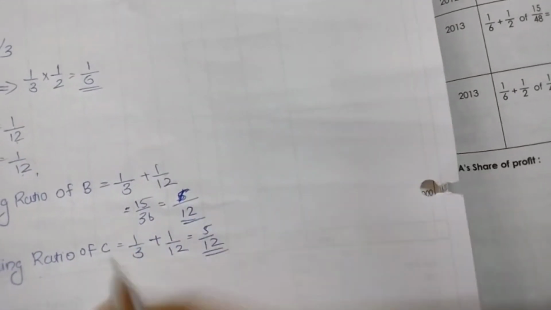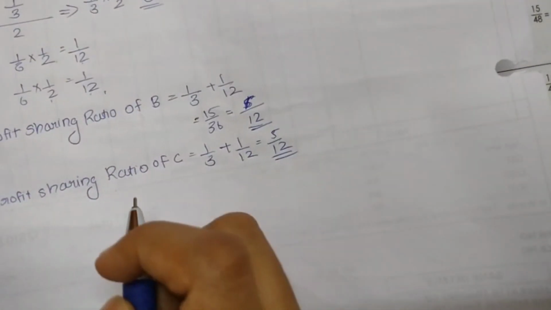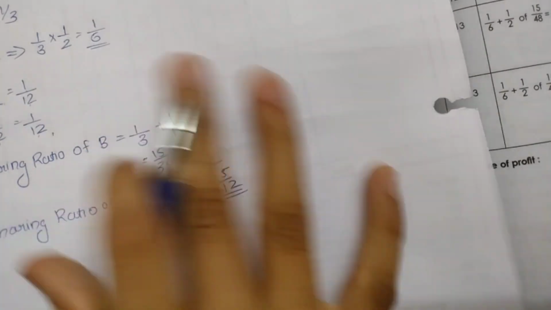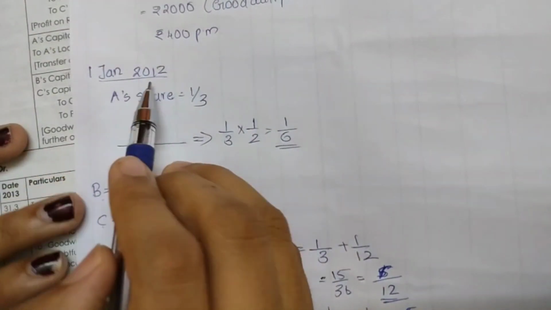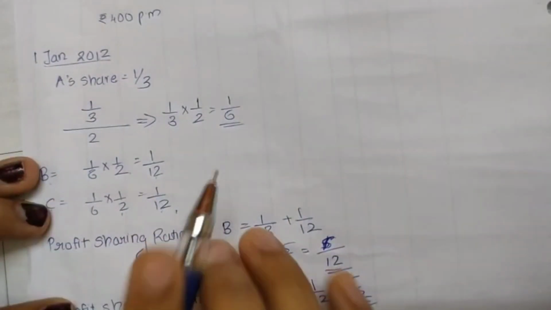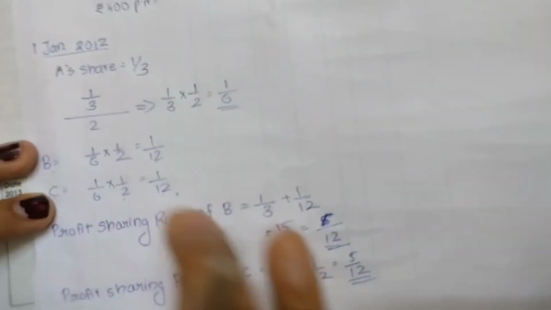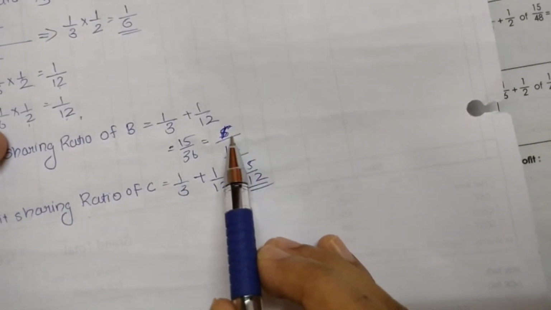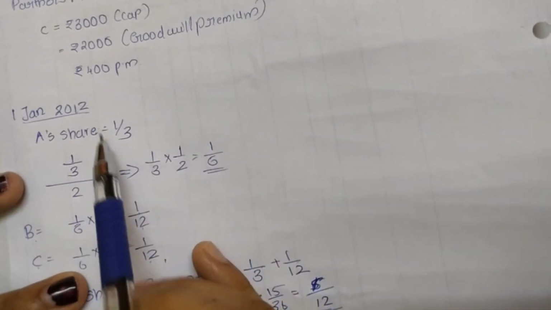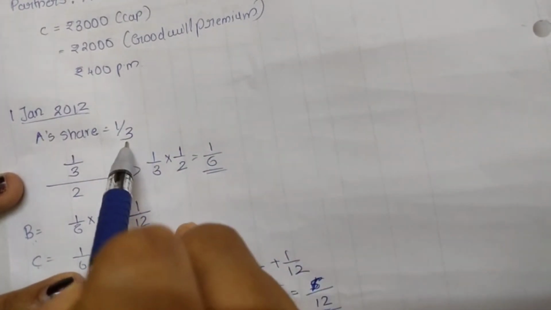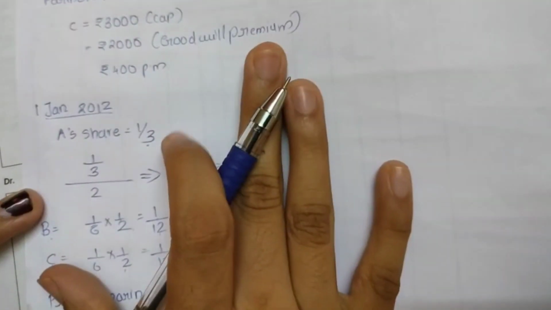Okay, so now what is their profit sharing ratio? Let's calculate that. We have to take this 1 by 6 from this 1 by 3 in order to get A's share. So now let's calculate again. On 1st January 2012, we have to calculate the profit sharing ratio of A, B and C. We got B's share, that is 5 by 12, and C's share, that is 5 by 12. Now we have to get A's share, because A already gave 1 by 6 of his share to B and C. Okay, now let's find A's current profit sharing ratio.